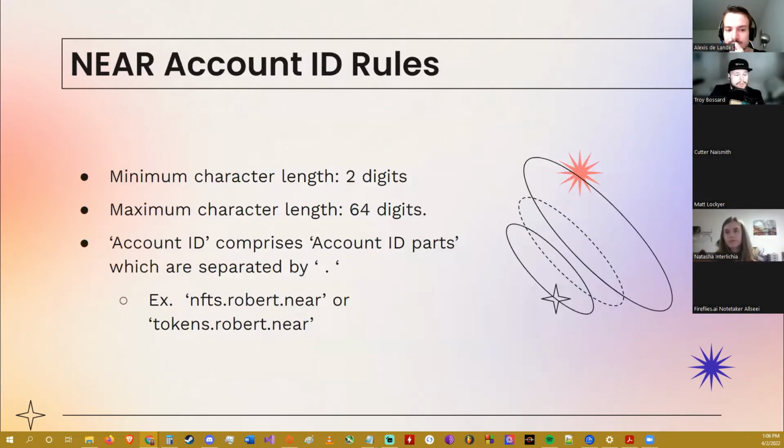Here are some of the rules for account creation on Near: minimum 2 characters, maximum 64. The account IDs on Near are comprised of account ID parts, which are separated by periods. So in this example, the account ID parts would be NFTs, Robert, and Near, or another example, tokens would be the account ID part, Robert, another one, and Near.